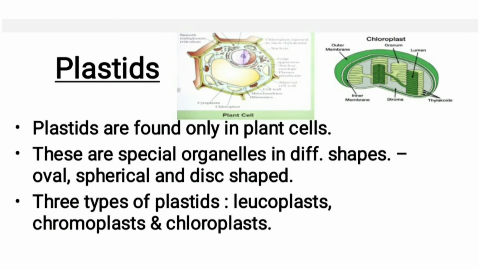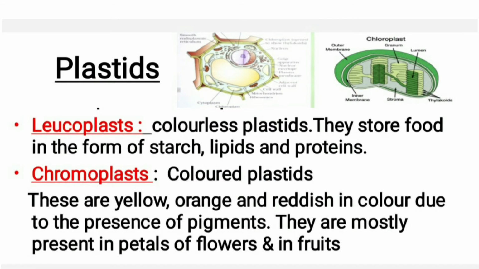Plastids. Plastids are found only in plant cells. These are special organelles in different shapes: oval, spherical and disc-shaped. There are 3 types of plastids: leucoplast, chromoplast and chloroplast. Here it is the chloroplast. Depending upon the color, plastids are classified as leucoplast, chromoplast and chloroplast.